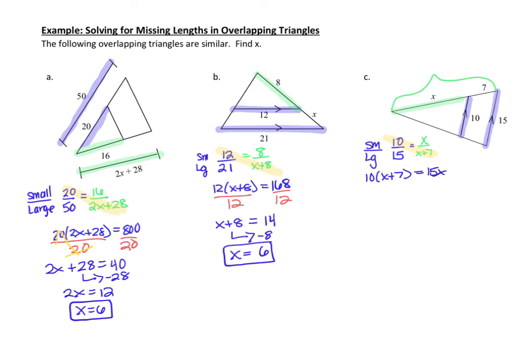So I know that this 10 will not divide out evenly into the 15, so we're going to have to distribute it in this time. So we have 10x plus 70 is equal to 15x. We can subtract the 10x from each side. We get 70 is equal to 5x. And then we divide by 5 on each side. We get an answer of 14 for x.